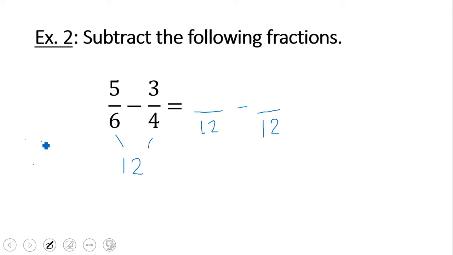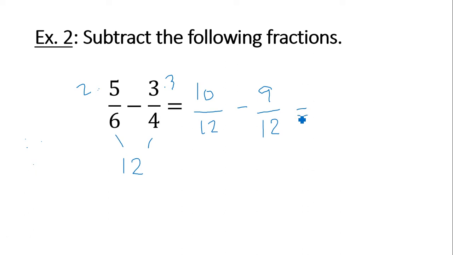Well, remember, whenever you change the denominator, you also have to convert the numerator. So for 6, we multiplied it by 2, so we have to multiply 5 by 2, and that's going to get us 10. And for 4, we had to multiply it by 3 to get 12, so that means I'll have to multiply 3 times 3 to get 9.